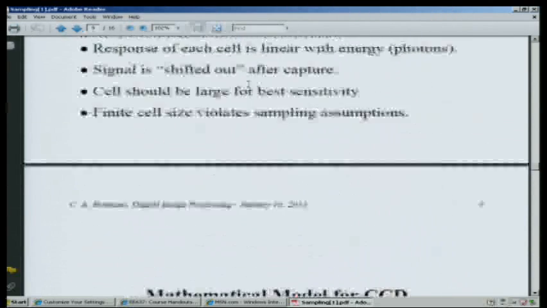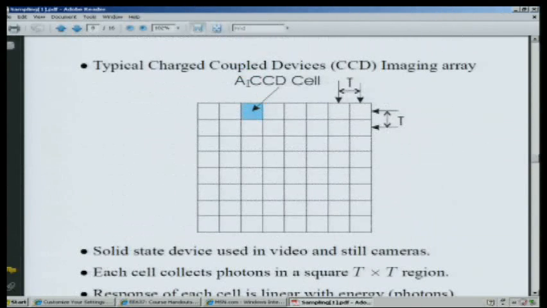Yeah? So each cell here is a unit. But then it includes some pixel. It is not one pixel. So one cell there represents what you read out as a single pixel.